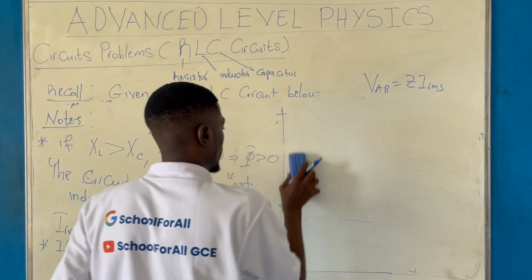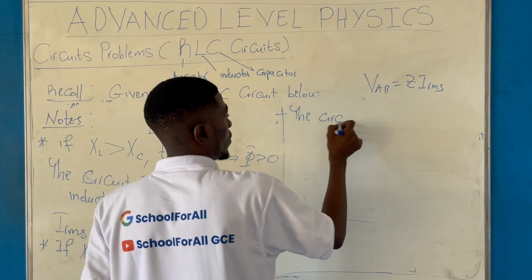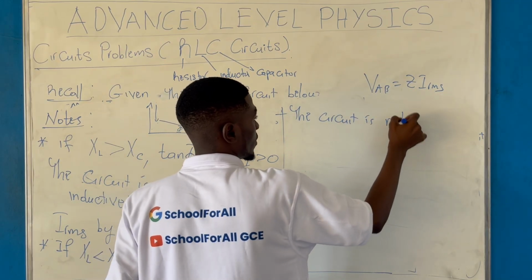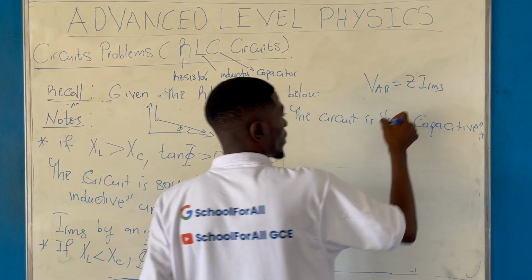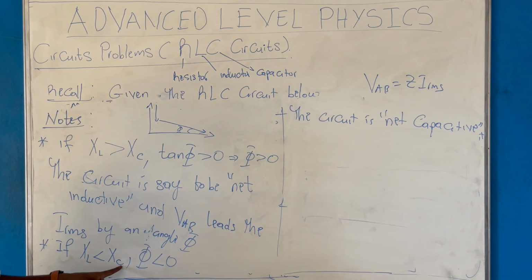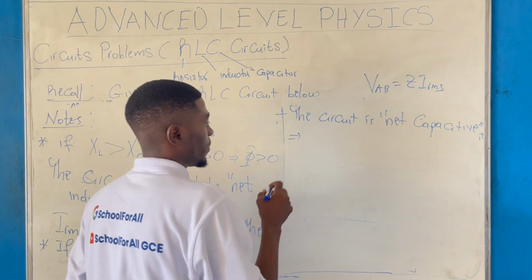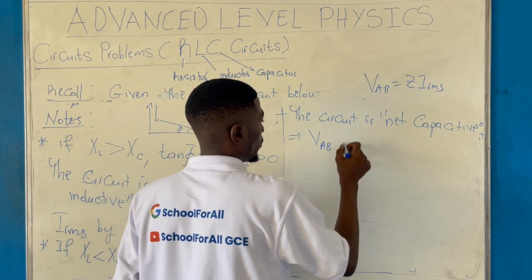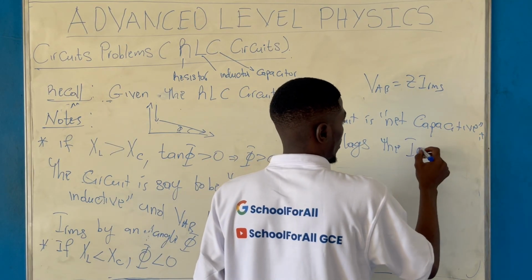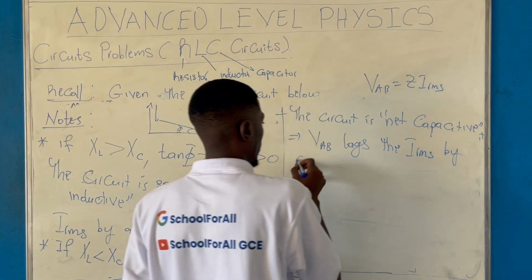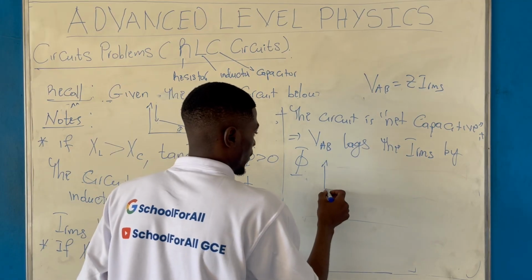You see that when phi is negative, the circuit is said to be net capacitive. The circuit is said to be net capacitive because XC is greater than XL, so the circuit is more capacitive than inductive. And as a result, this implies that the voltage across AB lags the current I RMS by phi.